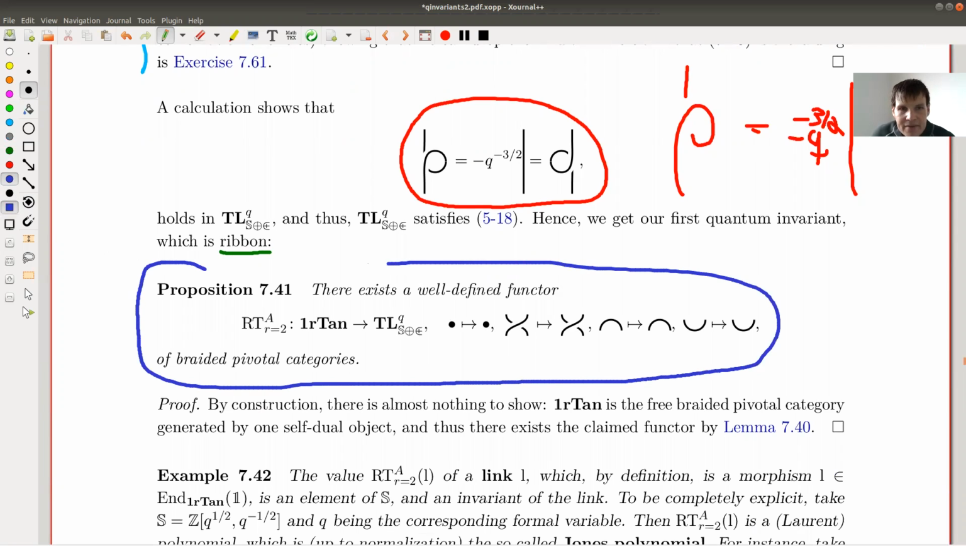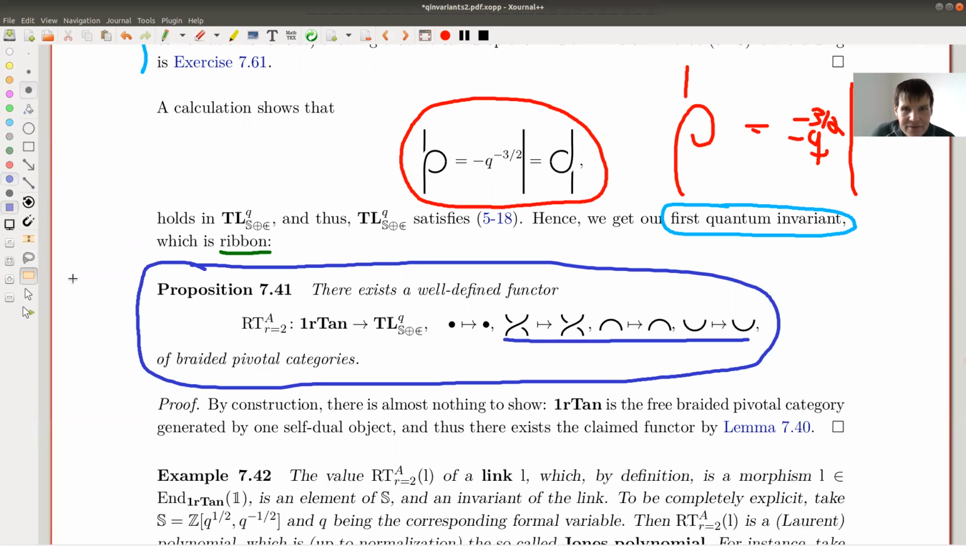There's a well-defined quantum invariant. This is our first quantum invariant. Isn't that great? We finally have the first quantum invariant, where we just collect all the notions we had so far, and we get a quantum invariant. It goes from ribbon tangles to this Temperley-Lieb thing, and it does exactly what you think it does. It sends the generators on one side to the obvious generators on the other side.